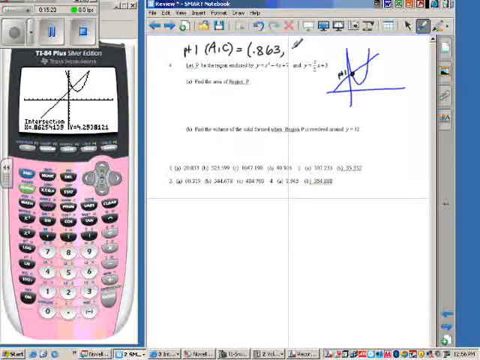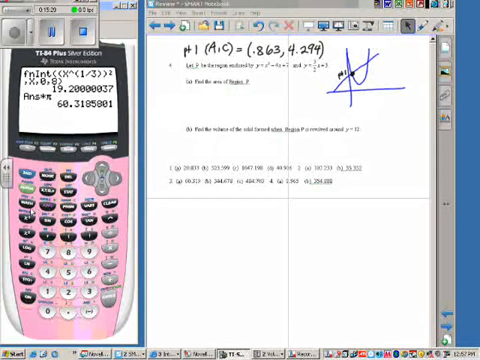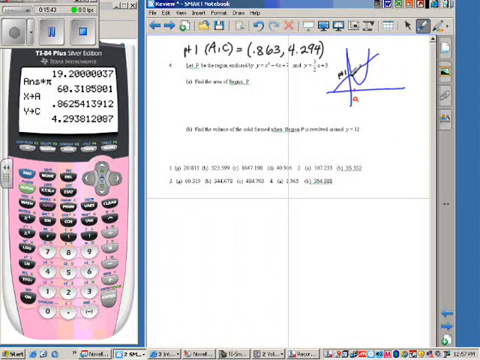0.863 comma 4.294. I'm just going to store both these values. So I'm going to go to the home screen and say x, stow, alpha A, and then y, you call up y by doing alpha 1, stow, I'm going to store it in C. So now I can just reference them whenever I need to. So this is A and this is C.